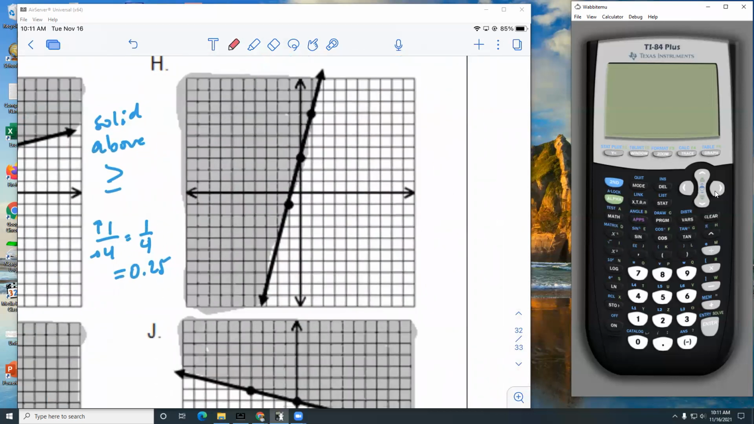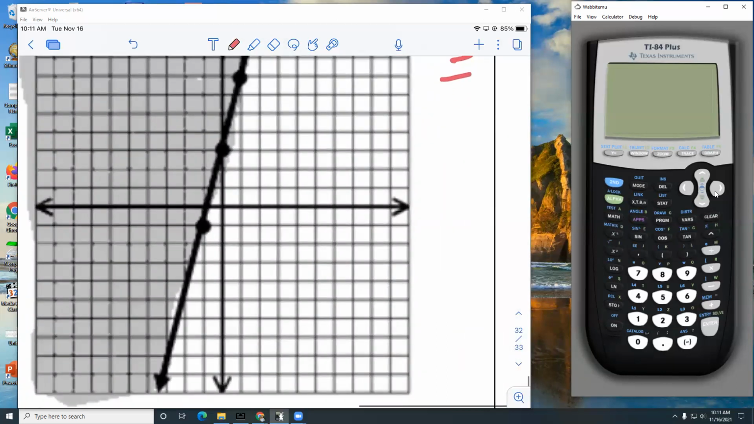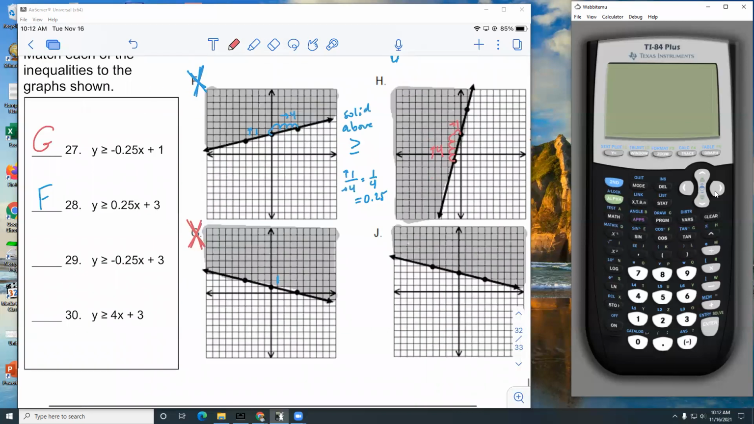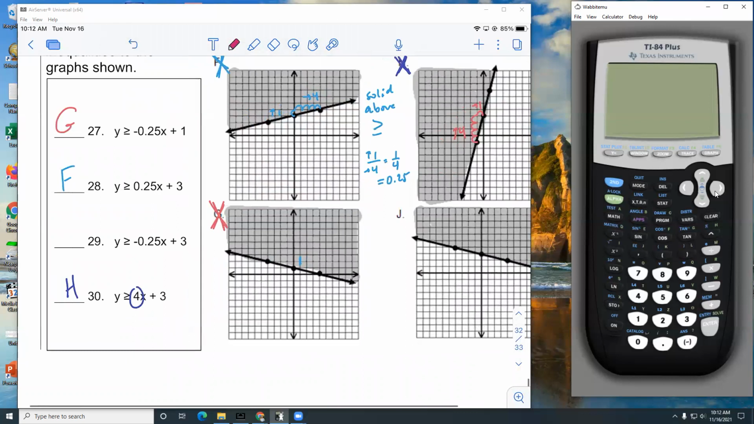All right. Let's look at H first. So it looks like it's shaded above and it's a solid line, so it needs to be greater than or equal to. Let's look at the slope though. I'm going to go up 1, 2, 3, 4, and then over 1. So up 4 over 1 is a slope of 4. So H is going to go with 30 because that's my slope of 4. And so that tells me that J has to be 29.